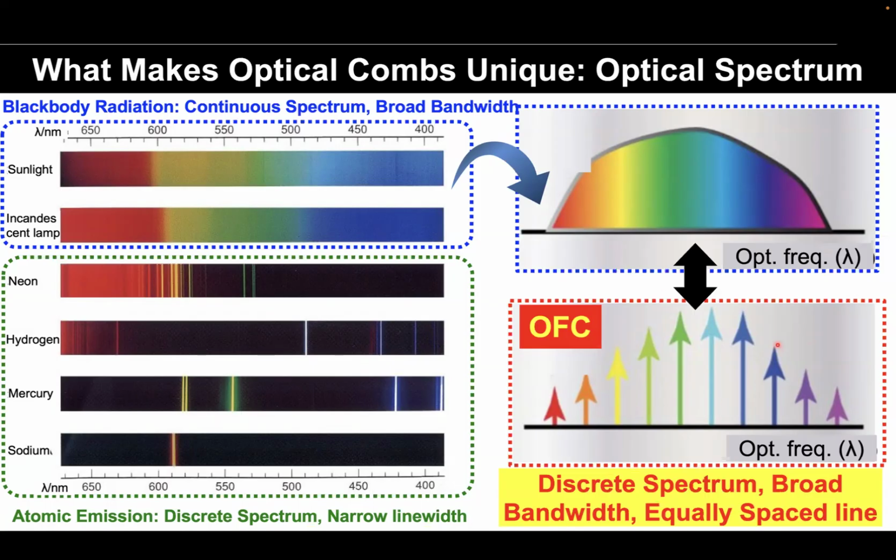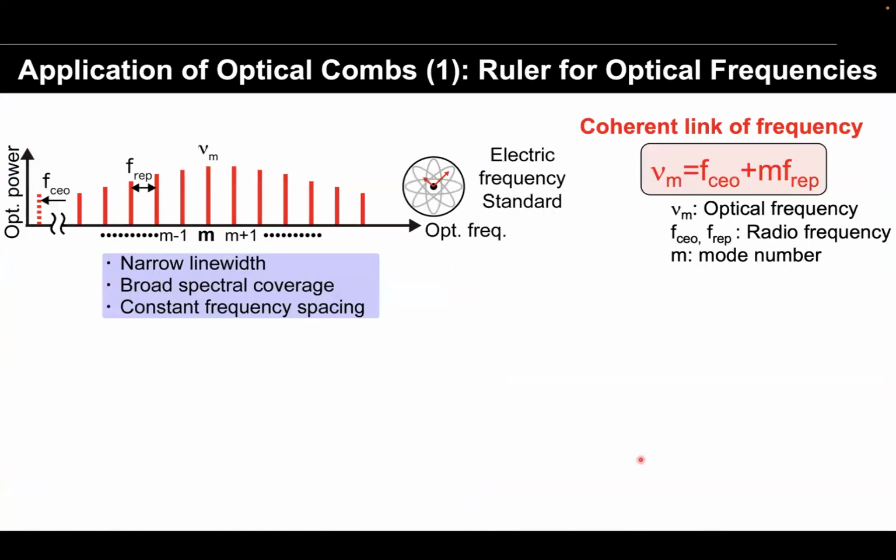Now look at the optical comb. It is special because it has a discrete spectrum, broad bandwidth, and equally spaced lines. So the optical comb combines the features of blackbody radiation and atomic emission, namely broad bandwidth and discrete spectrum. And most importantly, equally spaced lines are unique to the optical frequency comb. One representative application of OFC is a ruler for the optical frequency.